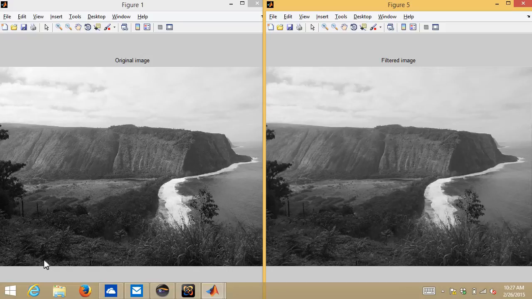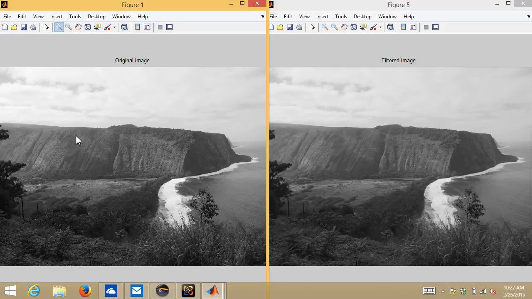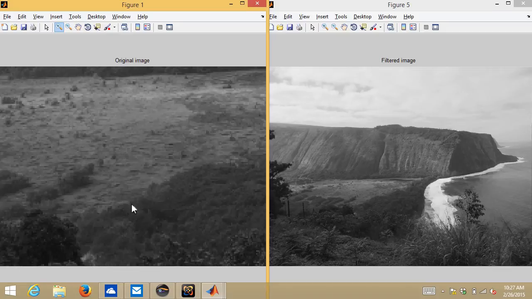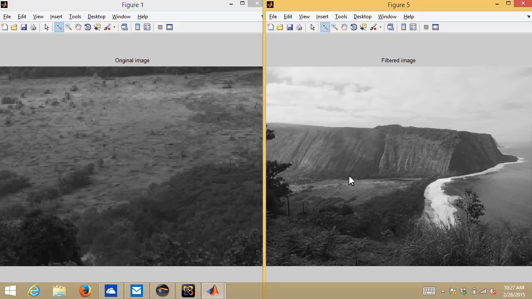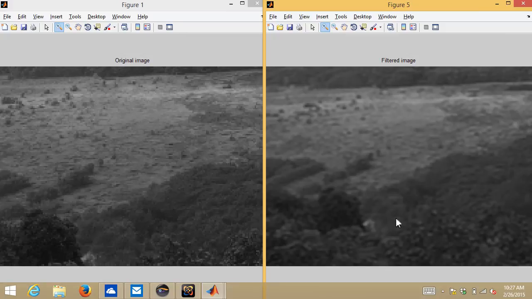I mean, you could argue, if you really were to think about it, right? So for example, let's look at this part here and this part here.